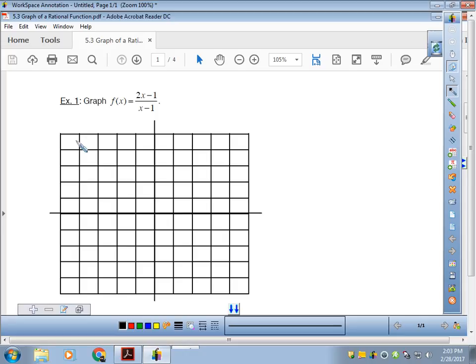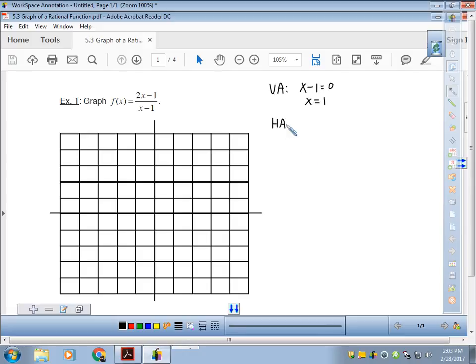The first step is to try and factor it, but nothing factors on top or bottom, so we really can't do anything there. Next thing is we find our vertical asymptotes by taking the bottom and setting it equal to 0. Moving the 1 over, we have a vertical asymptote at x equals 1.